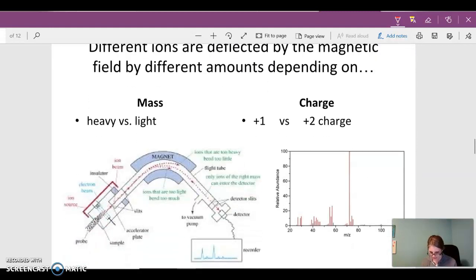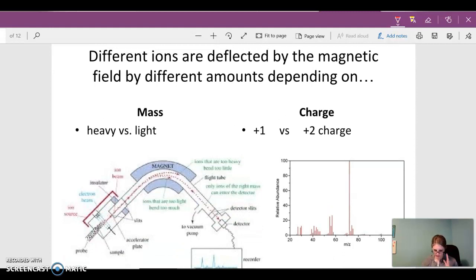Okay, so let's take a look here. What was the most important part? Well, when we're shooting it through, we're going to use a magnet to push and pull it, and it depends on how heavy or light it is. And that'll come out on the screen, the detector over here. The skinny guys can take the corner, the bigger guys cannot. That tells us how many neutrons they have. We could also have them take the corner differently, being pushed and pulled by the magnet using charges.